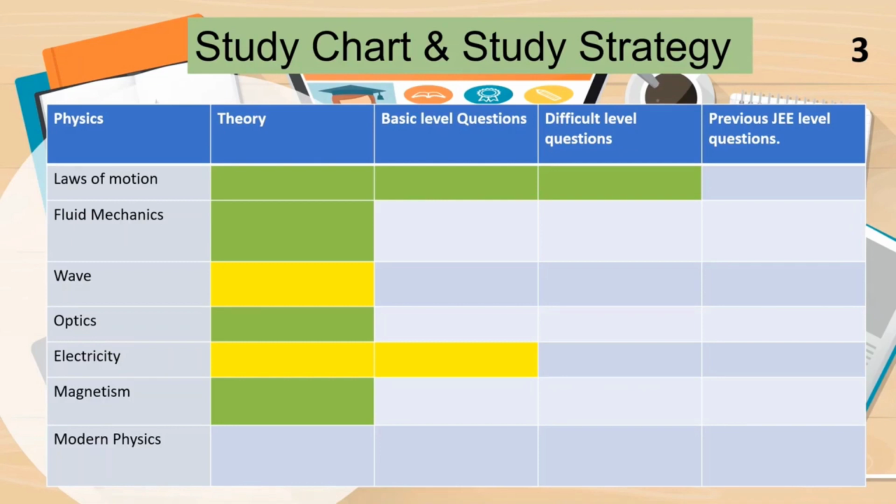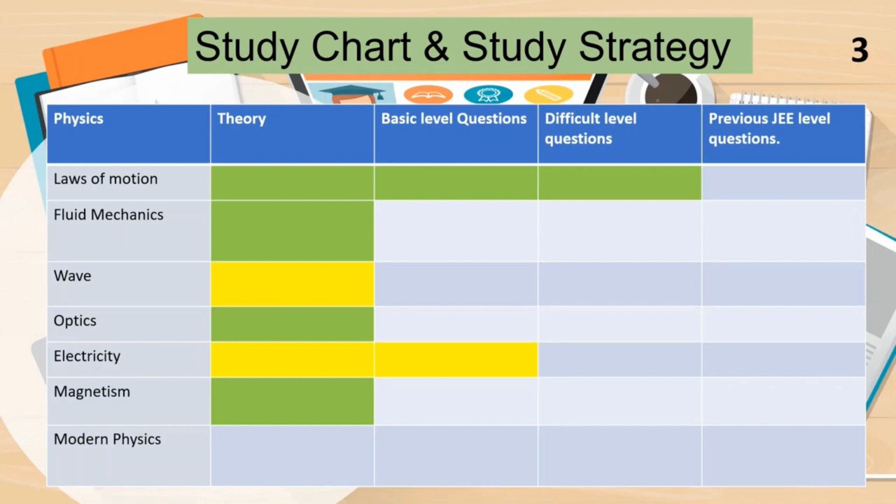Now every column needs to be filled with green or yellow. Green means that you have high confidence in that topic. Yellow means you do not have confidence in this topic. If you leave any cell unfilled, that means that you have not touched that particular topic.